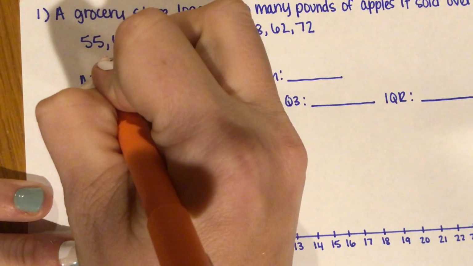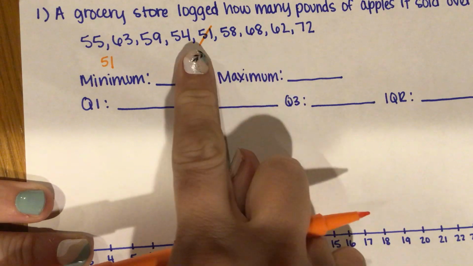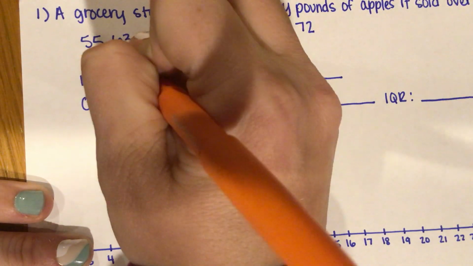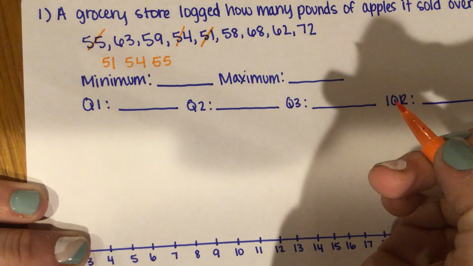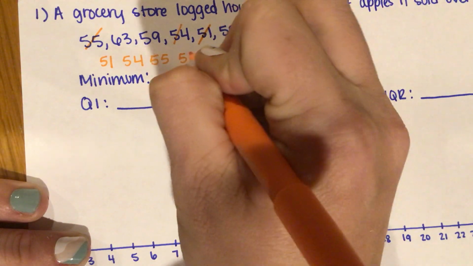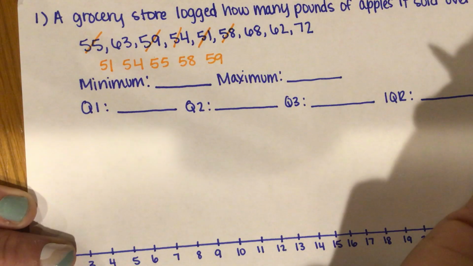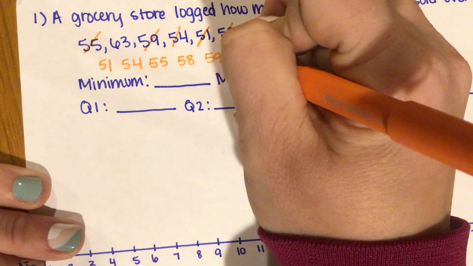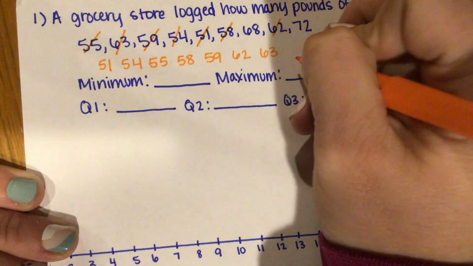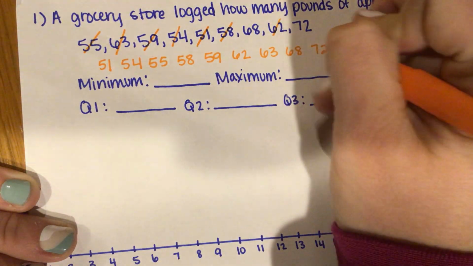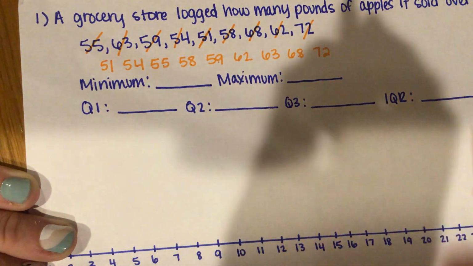And I'm just going to write that right below. So I have 51. There's not a 52 or a 53, but there is a 54. There's a 55. A 58. 59. There's not a 60 or a 61, but there is a 62 and a 63. A 68 and a 72. So 1, 2, 3, 4, 5, 6, 7, 8, 9. Okay.